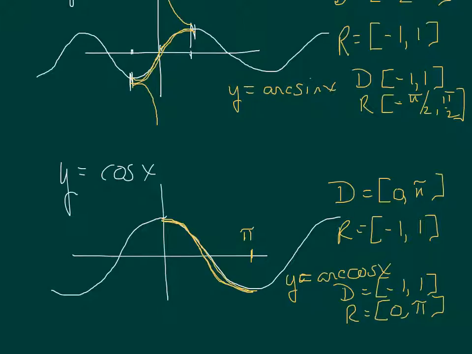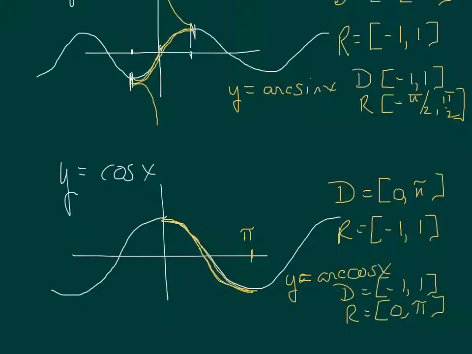Can you get the range from looking on the y-axis? Yes. And so for the arc secant, you're going to have the same restrictions in order for us to get an inverse function for the secant. We'd have to have the same restrictions as the cosine.